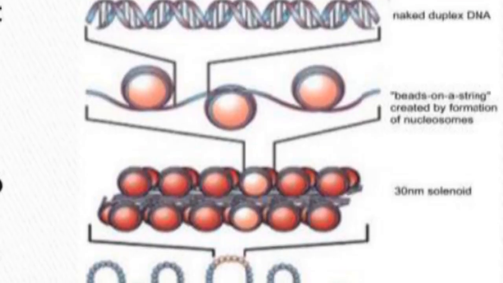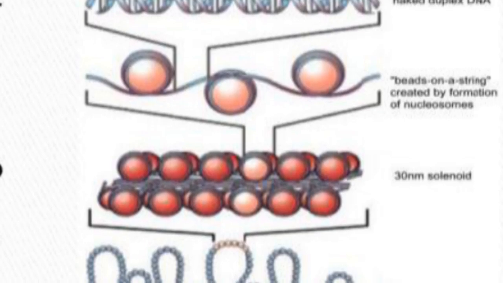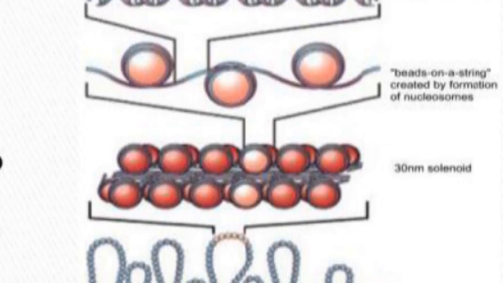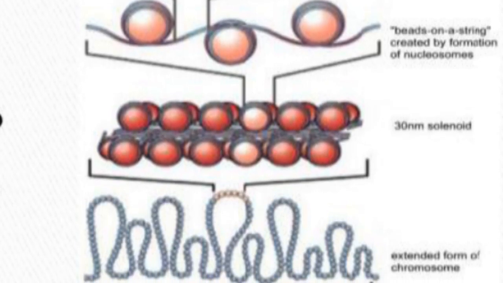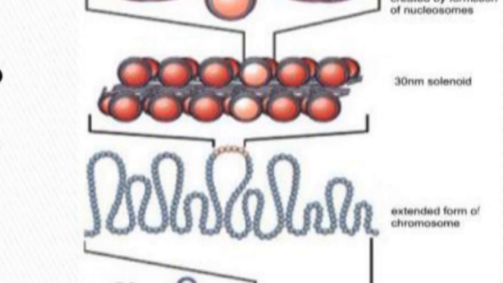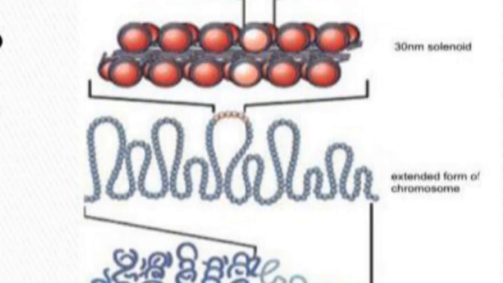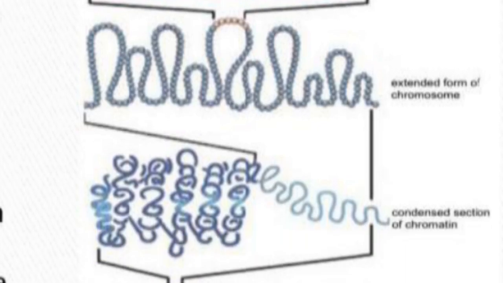Nucleosomes are the first level of packaging, but during cell division, DNA is packed even more tightly. Nucleosomes fold into 30 nanometer chromatin fibers. These fibers further coil and loop. Eventually, at metaphase, DNA is condensed into visible chromosomes.